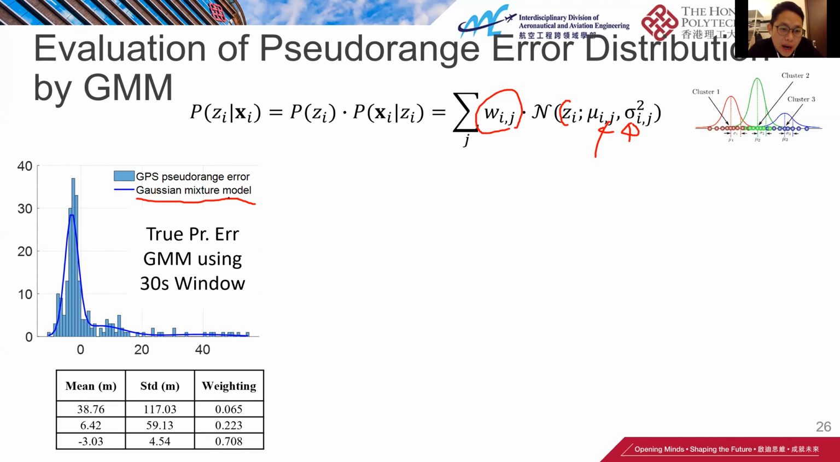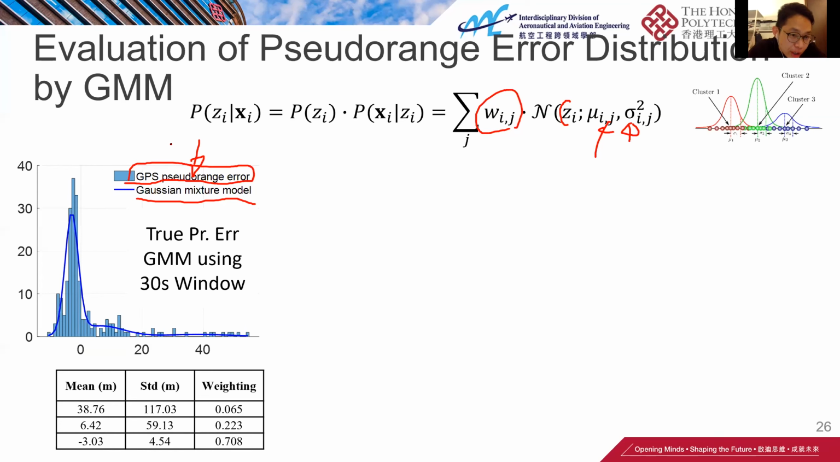So we're trying to model the pseudorange error, and here we call it the true pseudorange error, but it's not necessarily the truth. To get the true pseudorange error, we do a double difference approach, using single difference to remove the receiver clock, and another difference between the reference station and the rover to get rid of systematic error. So the residual, we call it the true pseudorange error.